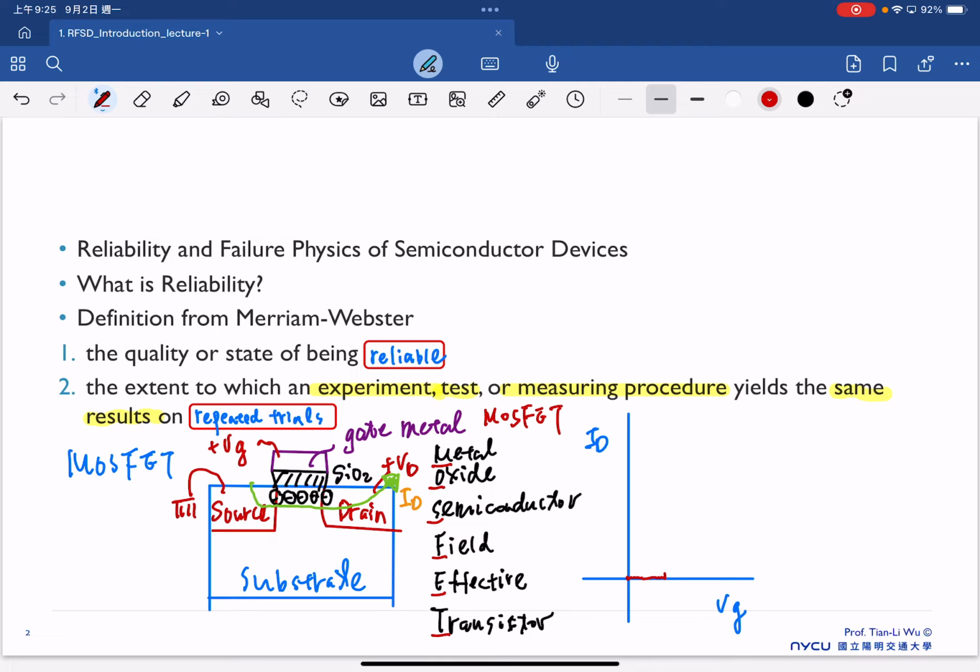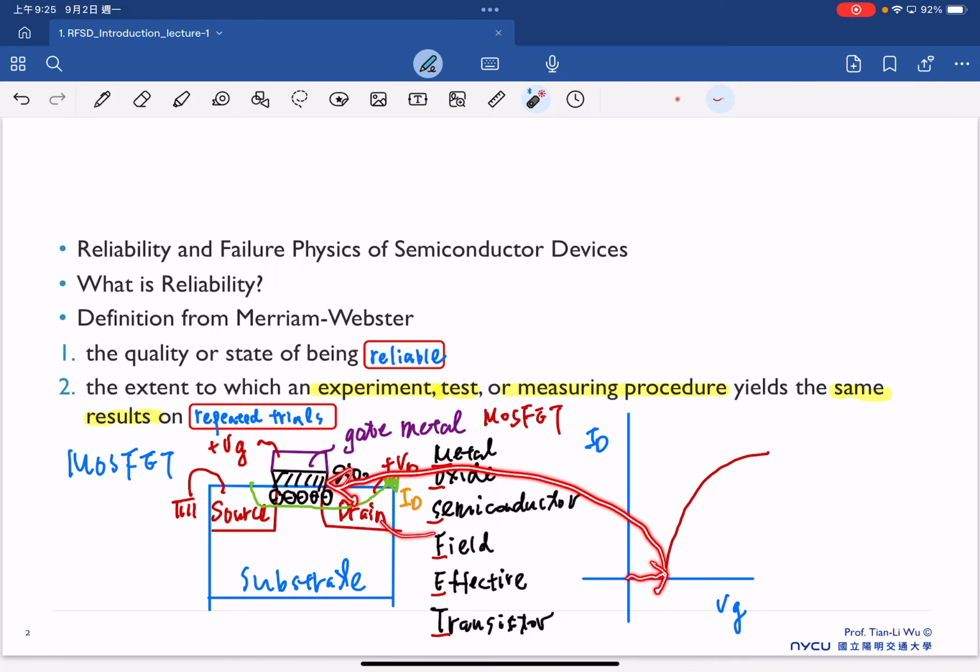After a certain moment, you start to attract enough electrons. You start to make the channel inverted with electrons. Therefore, you start to see the current increase here. So first, we will slowly increase our gate bias. At a certain moment, you will start to have enough electrons here.